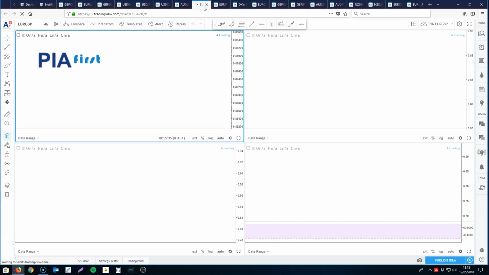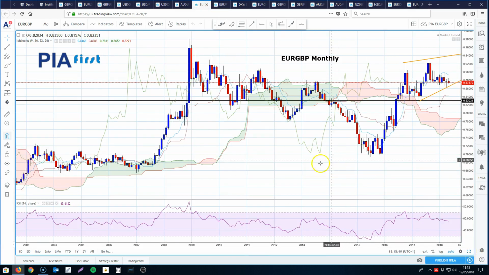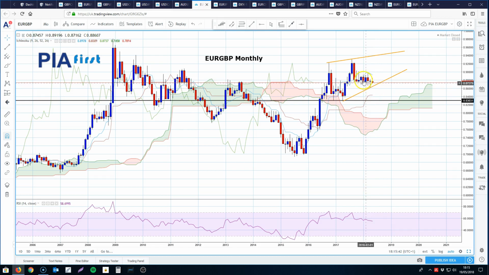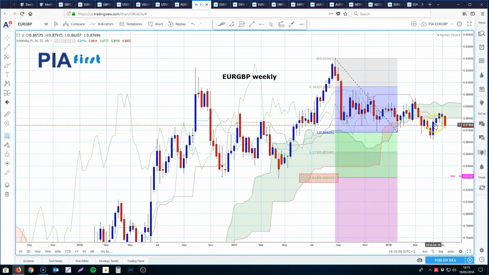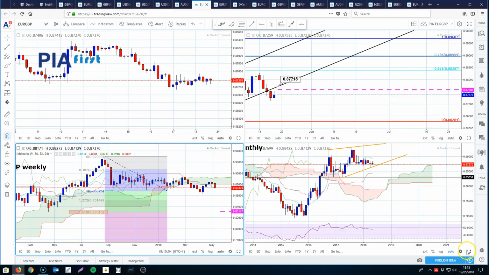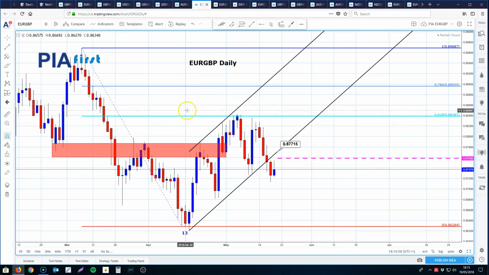Euro sterling, the long-term bias is bearish, but we've had a prolonged period, about 7 or 8 months of mixed and volatile trading. The weekly chart highlights that the Ichimoku cloud continues to cap buying. But again, I think probably the most important time frame is this daily chart.